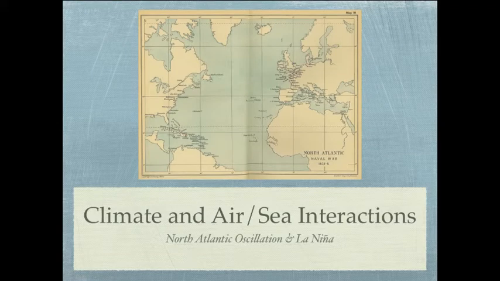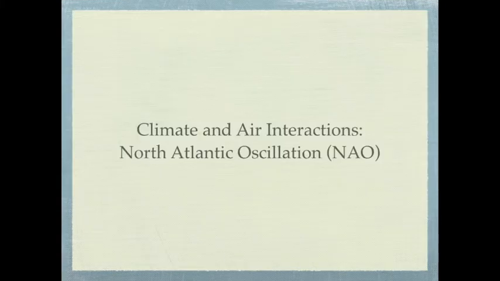The interactions between climate and air and climate and sea can often have strong impacts on annual weather and sea conditions. This presentation will be focusing on two patterns, the North Atlantic Oscillation and La Niña, and the impact they have on weather conditions and ocean temperatures. Now, first we'll discuss the climate and air interactions focusing on the North Atlantic Oscillation, or NAO.